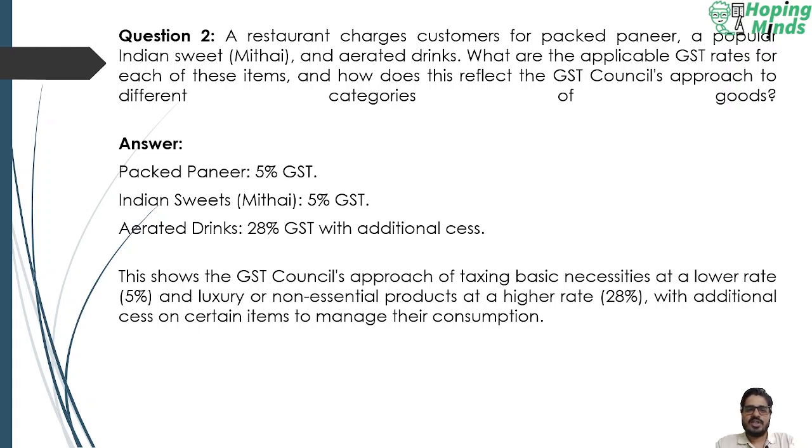So this shows the GST Council's approach of taxing basic necessities at a lower rate, that is 5%, and luxury or non-essential products at a higher rate, that is 28%, with additional cess on certain items to manage their consumption. Similarly, sin goods like tobacco or cigarettes are also taxed at a higher rate of 28%.